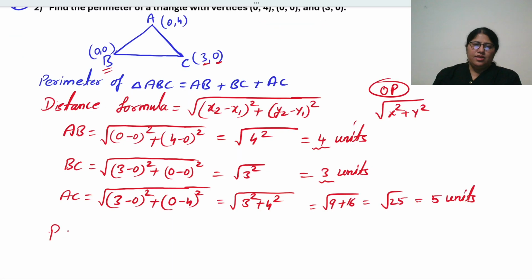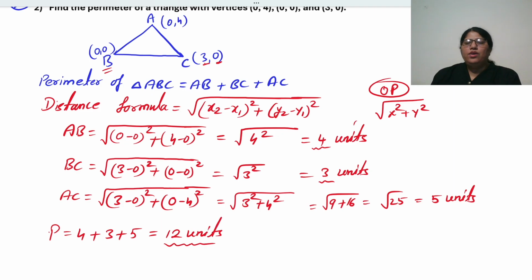Perimeter is going to be 4 plus 3 plus 5, right? Which is going to be 12 units. This is the perimeter. There is another very good question because they can ask you here which type of triangle this is. Because if you will see, 3, 4, 5 is nothing but a Pythagorean triplet.